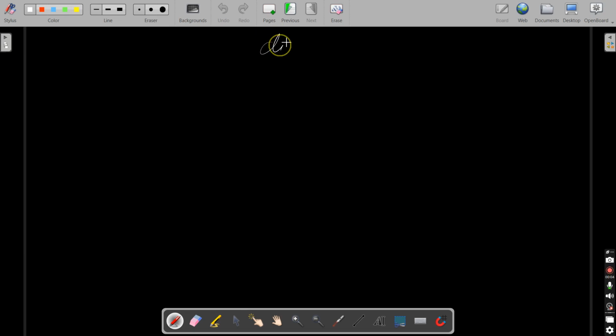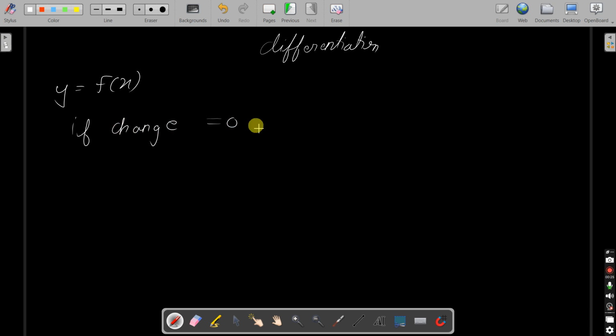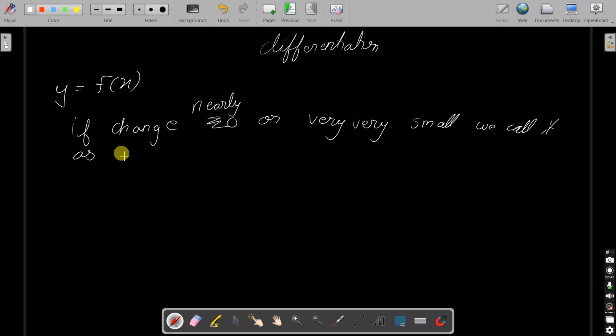Alright, let's study differentiation. If y is a function of x, that means y is changing with x. If x changes, y also changes. If the change is very, very small, nearly zero, we call it the differentiation of y with respect to x.